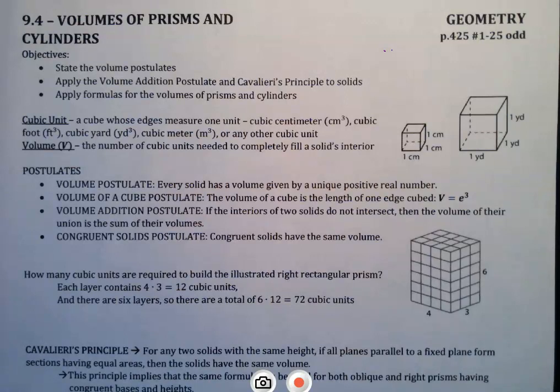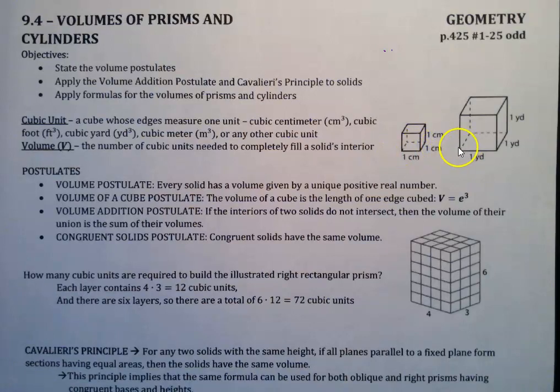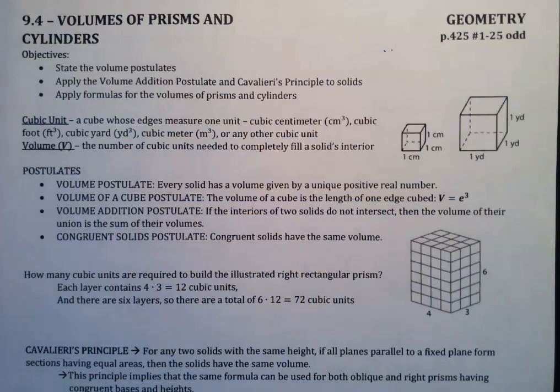All right, so the first page is all just information overload. We're front loading all the things. So first of all, a cubic unit we're familiar with, a cube whose edges measure 1 unit. It can be a centimeter cubed, which I've shown here, or a yard cubed, but every side is cubed. It can be a cubic unit even if no unit is given. Volume then is the number of cubic units needed to completely fill a solid's interior. So the inside of it.